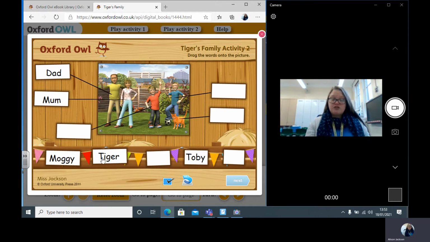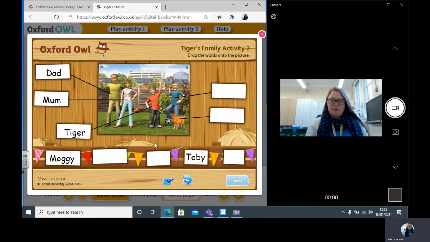And it was for Tiger. So Tiger. So let's think, point to the character you think is Tiger. Let's put it in. It's Tiger, this is Tiger. And this book is called Tiger's Family as well. Right, we've got some last ones to do.